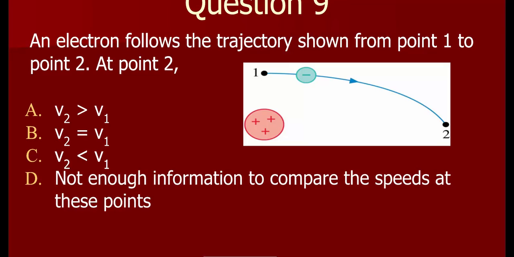An electron follows the trajectory shown from point 1 to point 2. So it starts with a velocity, let's call it v1 at point 1, and then the electron gets to point 2 and ends with v2. Is that going to be the same as v1, bigger or smaller than v1?